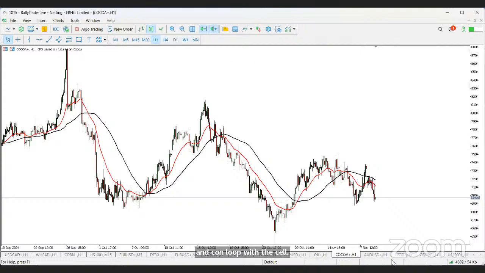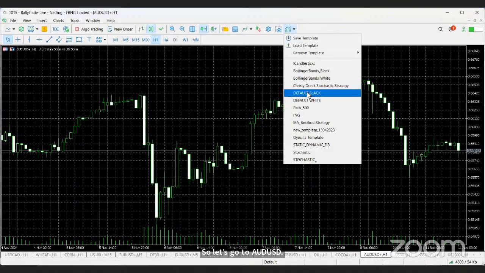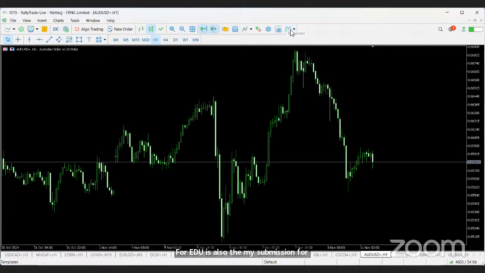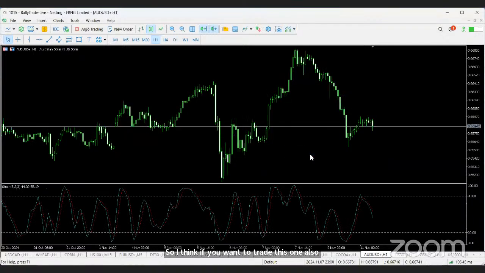So let's go to AUD USD. For AUD USD, my submission will also be close to what I actually gave you concerning Euro USD and GBP USD, because of course it's a currency pair. So the Trump presidency will affect it, and of course CPI tomorrow will also affect it. So if you want to trade this one, you might want to wait for the direction of price based on stochastic. But if it is stochastic we are talking about this morning, there's nothing like sell now. So you have to wait for the price to give you what you want. This one does not look like sell.